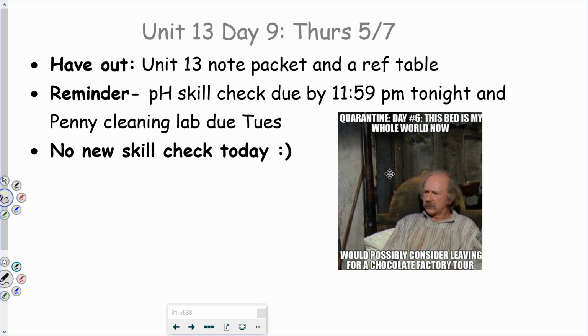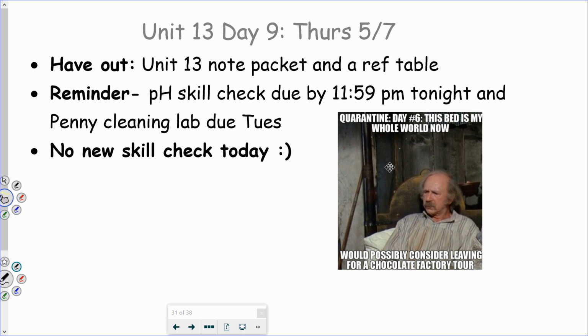Today, what you're going to need is your Unit 13 note packet, and you're going to need your reference table out. To tables K and L, those are where the common acids and common bases are listed. Just a reminder that your skill check on pH, those 5 or 6 questions, is due by 11:59 tonight. Please make sure you're going back and completing any skill checks that you haven't finished. Just make sure you're doing them. I know they're kind of annoying, but they're quick.